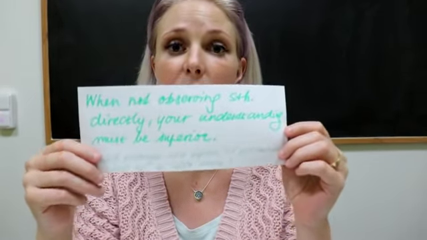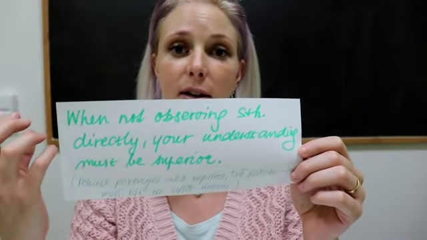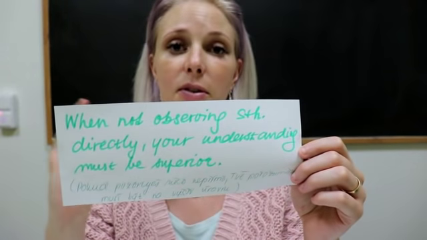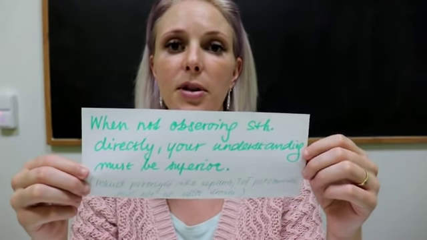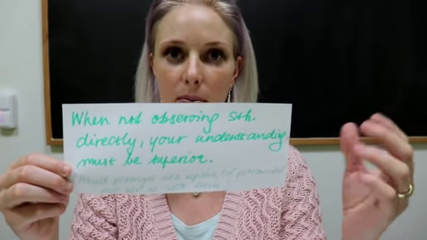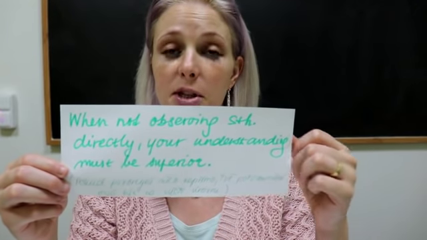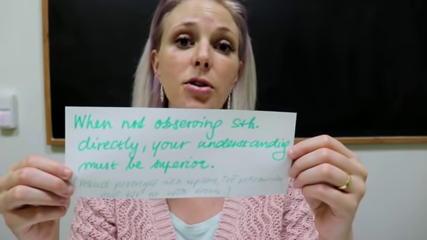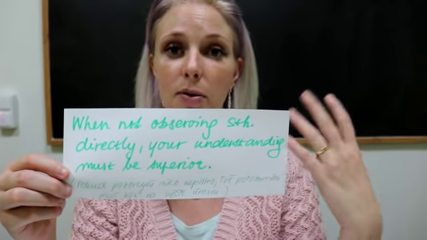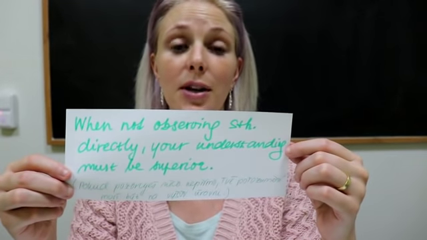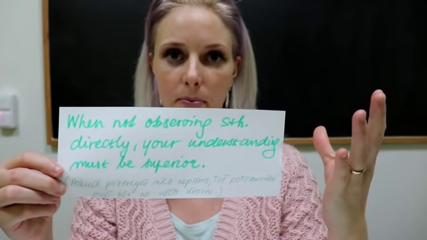The first one is that when you observe something not directly, your understanding needs to be superior. It means that if you learn something from a book, or if your teacher tries to explain, you have to understand at a higher level.